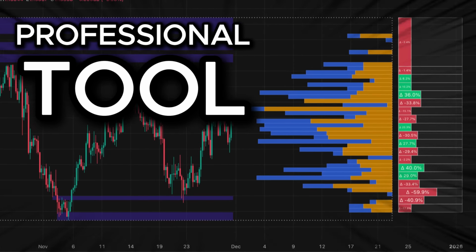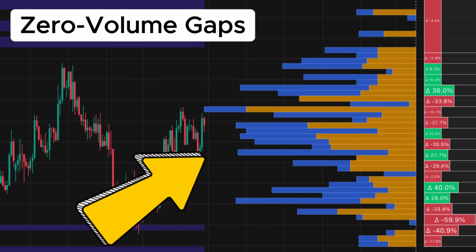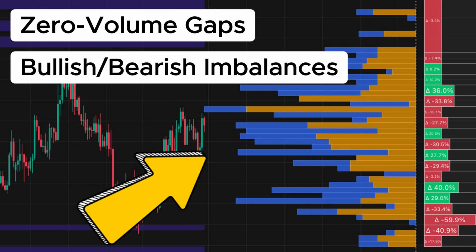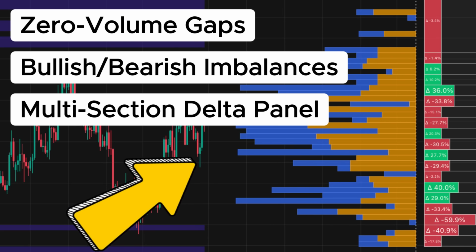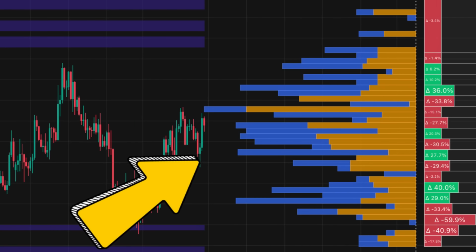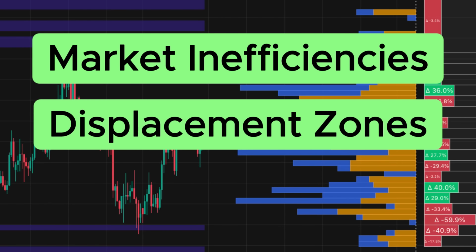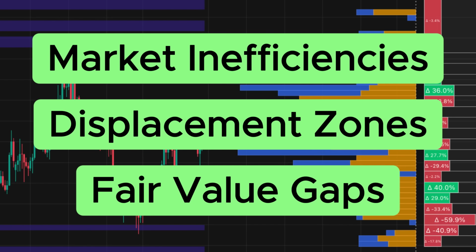I want to introduce a professional tool. This indicator helps you with zero volume gaps, bullish and bearish imbalances, and it gives you a multi-section delta panel to show aggregated bullish and bearish pressure for vertical regions on the chart. With the help of these components, it helps you with market inefficiencies, displacement zones, and fair value gaps that the price is likely to revisit and fill.